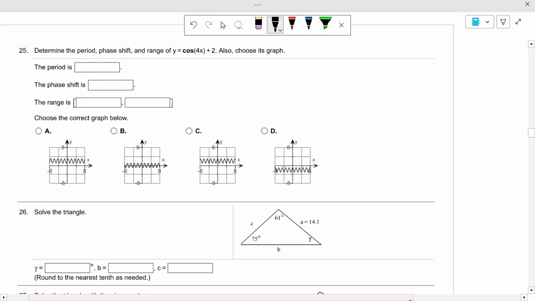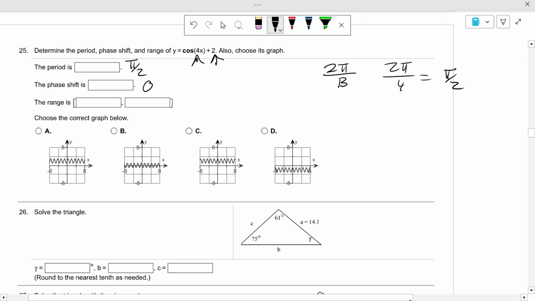Cosine of 4x. So the period is 2 pi divided by b. And b is 4 here. So it's 2 pi divided by 4, which is pi over 2. That's the period, pi over 2. The phase shift. There is no phase shift because we're not shifting left and right. We're shifting 2 up. Okay? So phase shift is none or 0. I think it's 0 is what we should go with.